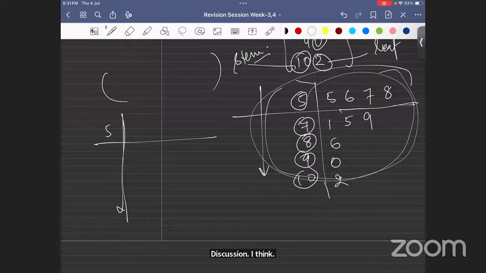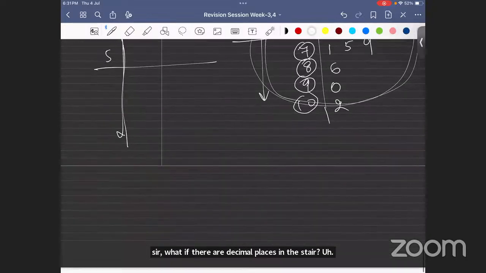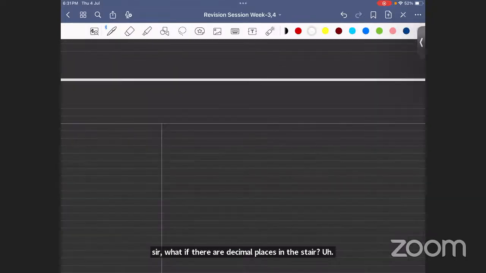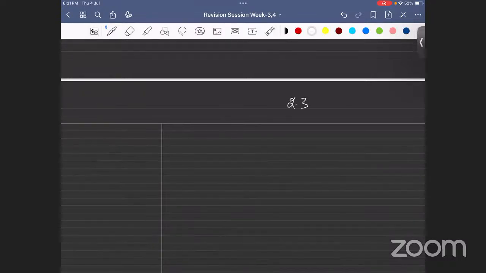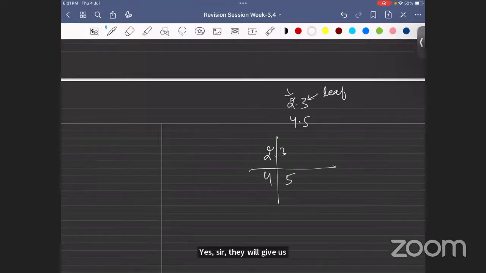Sir, what if there are decimal places in the stem and leaf? Decimal places, fractional, irrational numbers, everything. If you are dealing with those types of data sets, they'll define how you have to take the stem and leaf. For example, if they have given a data set like this, they will define that this part you have to take as a leaf, and this part you have to take as a stem. They will give us a key and define how you are going to take the stem and leaf.